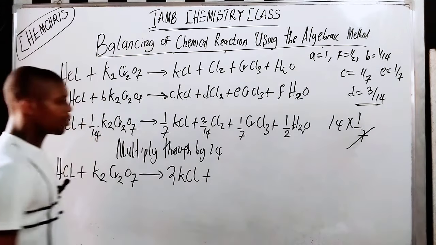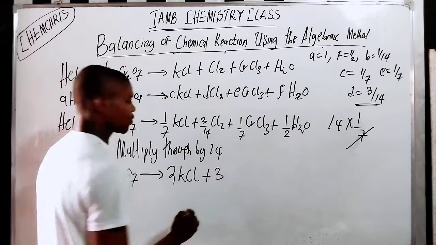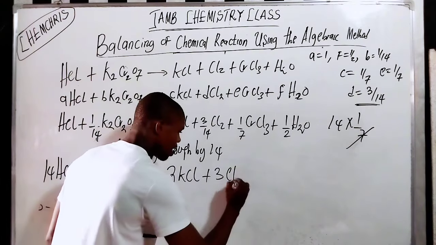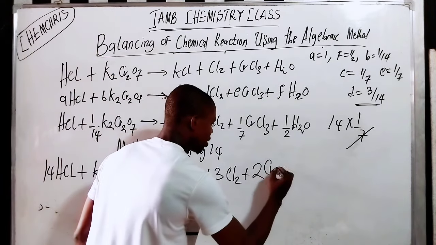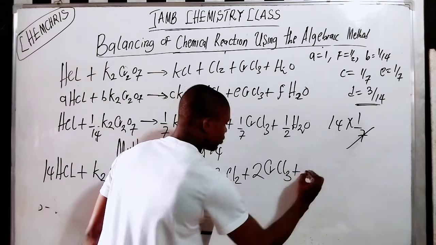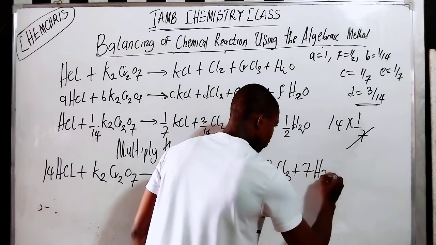Plus 14 times 3 over 14. It's going to be 3, because 14 cancels out 14, right? Cl2, right? Plus you're going to have 2 CrCl3 plus 14 times 1 over 2, which is 7 H2O.